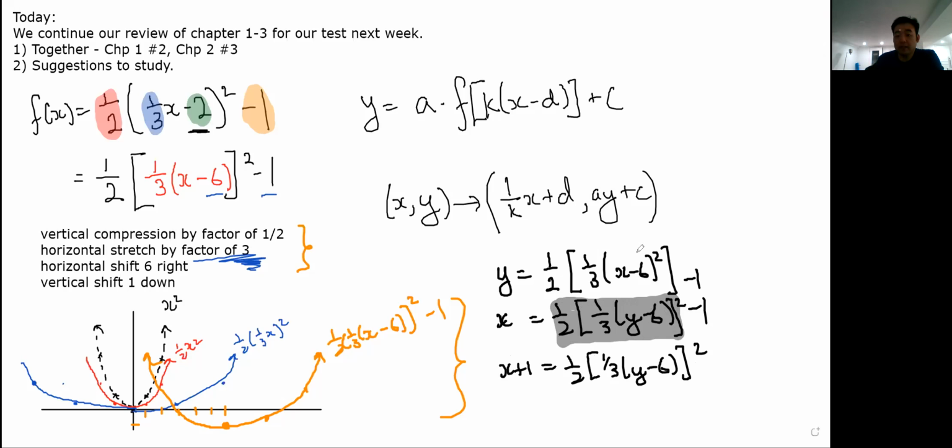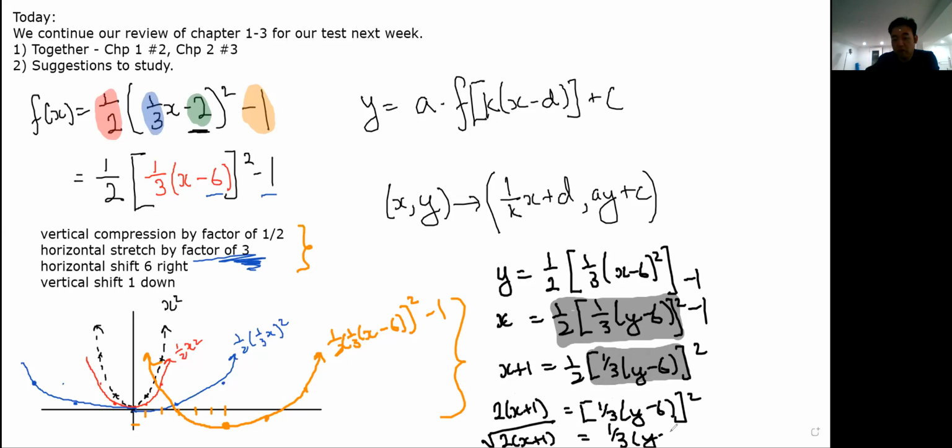Next, now that that's done, I want the section or the bracket that has the y value to be isolated. So let's get rid of the half by multiplying both sides by 2. x plus 1 is multiplied by 2, leaving me 1 over 3 y minus 6 squared. I have to get rid of the square. Let's keep going. 2 x plus 1 equals 1 over 3 y minus 6 in brackets.